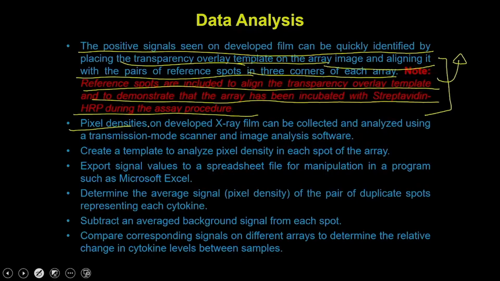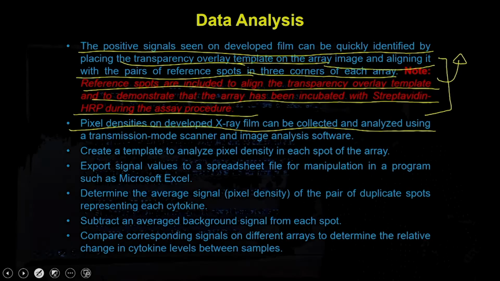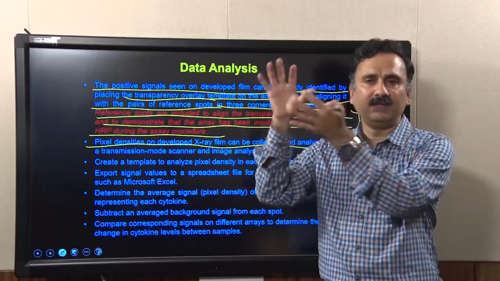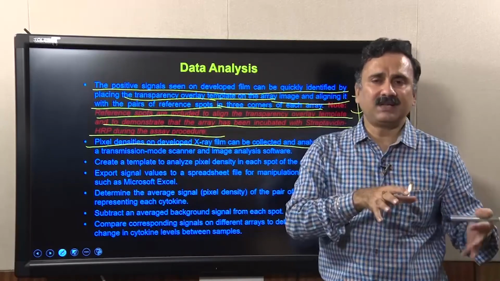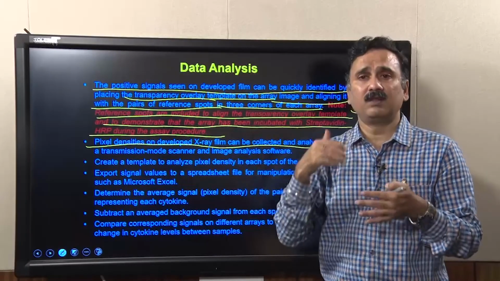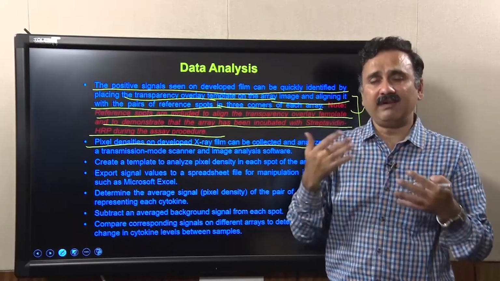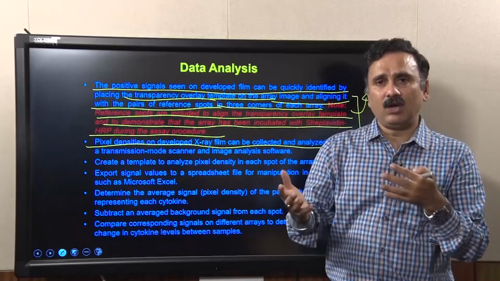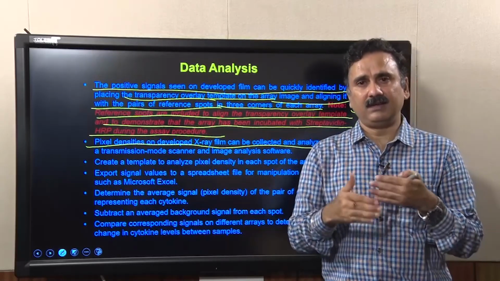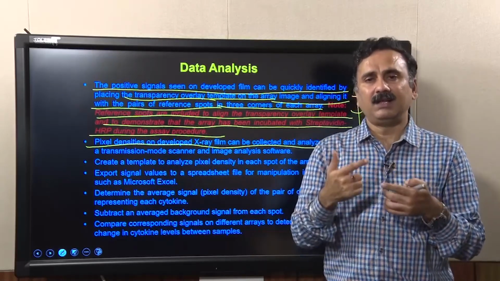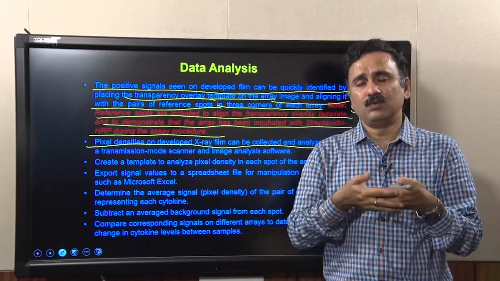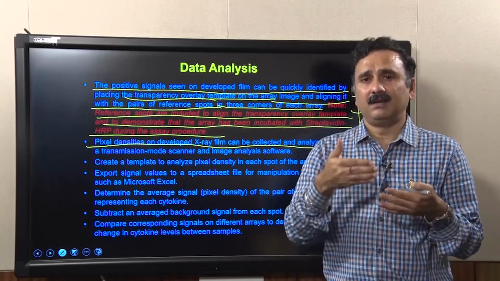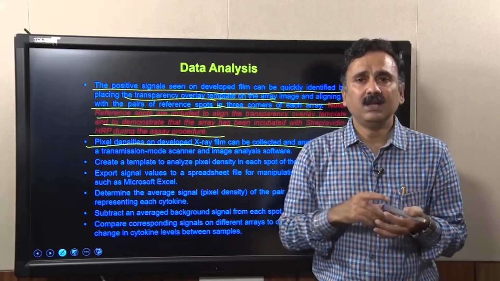Then you have to measure the pixel intensity of each spot and use any image analysis software to compare the pixel intensity of the untreated sample versus the treated sample. You use these reference spots as equalizing factors to multiply or divide the signals, and that is how you can compare to know which signal is overexpressed and which is downregulated.